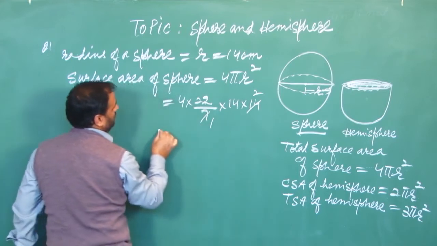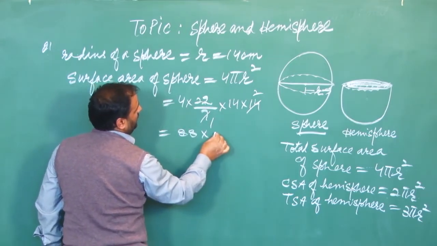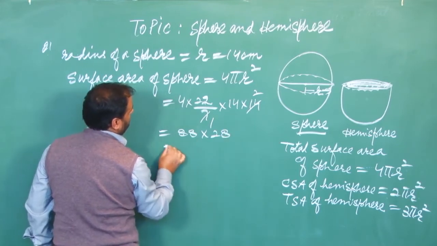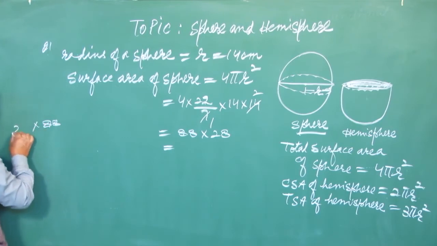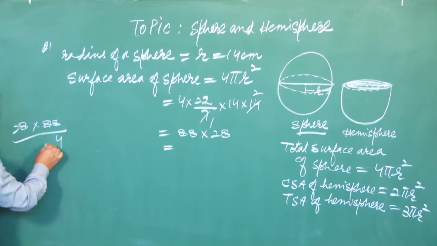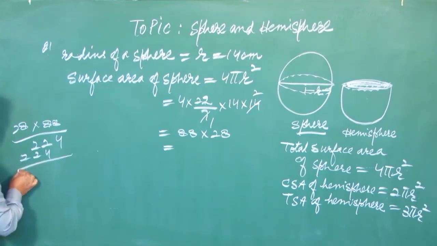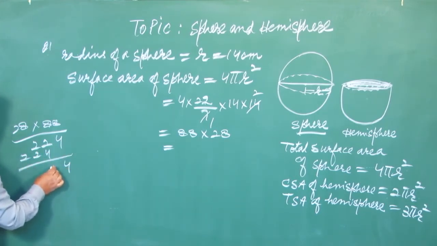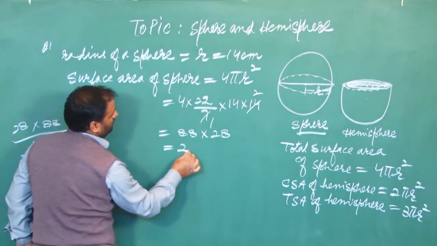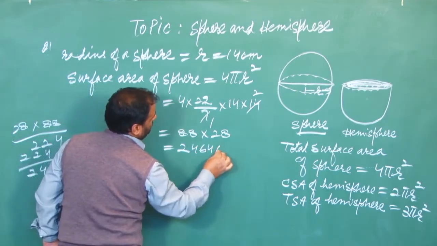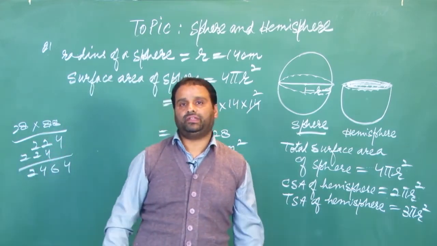7 into 2 is 14, 4 into 22 is 88, and 14 into 2 is 28. So multiplying 88 by 28, how much do we get? It is 2464. 2464 centimeters square is the surface area of that sphere.